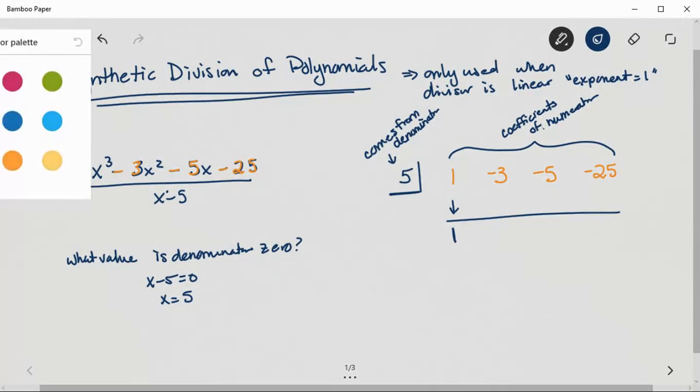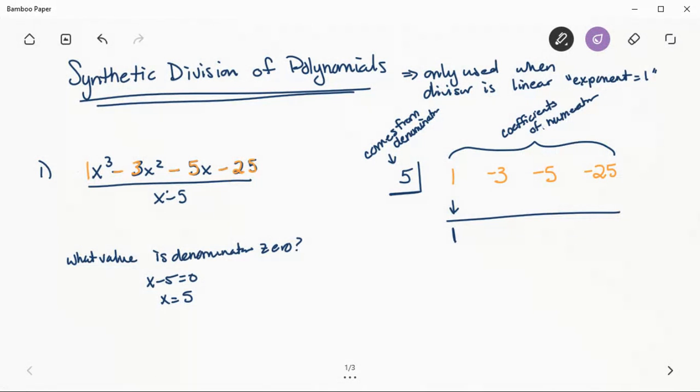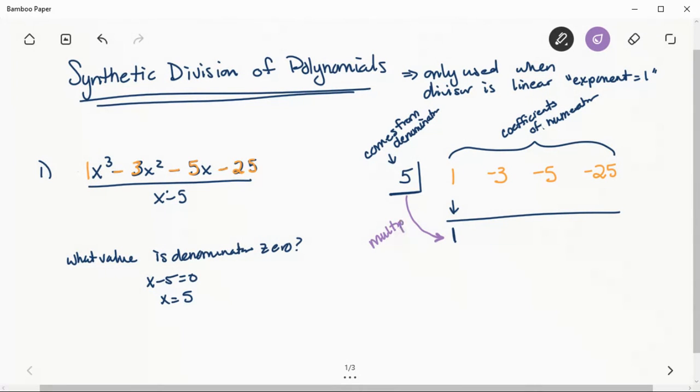Now we're ready to actually apply synthetic division, which means we're going to take this 5 and multiply by the 1. So 5 times 1, and that number is then going to go right here. 5 times 1 is 5. That product goes right underneath that -3, and then we are going to add down. So -3 and 5 become a 2.